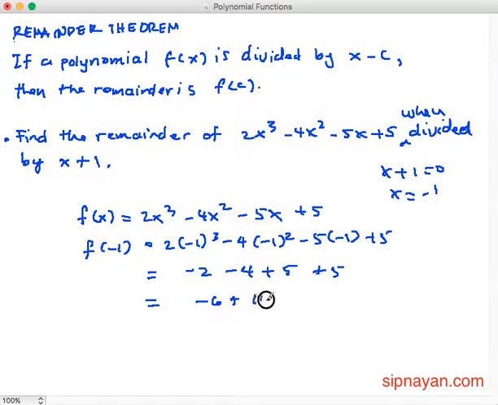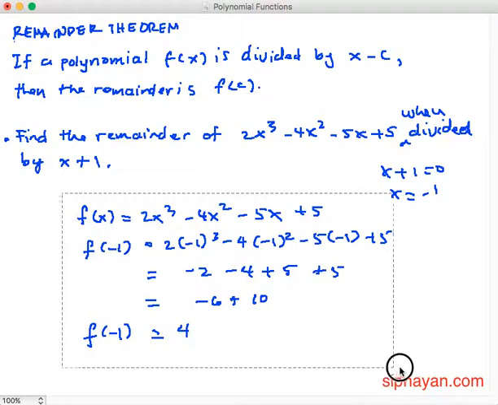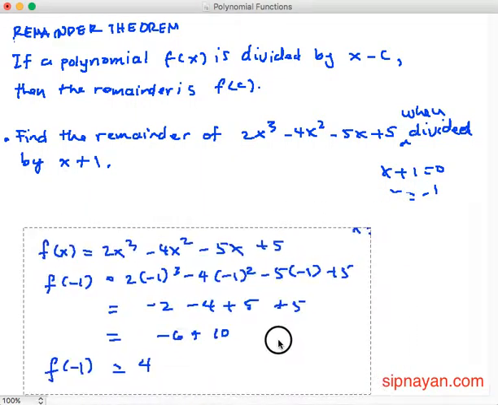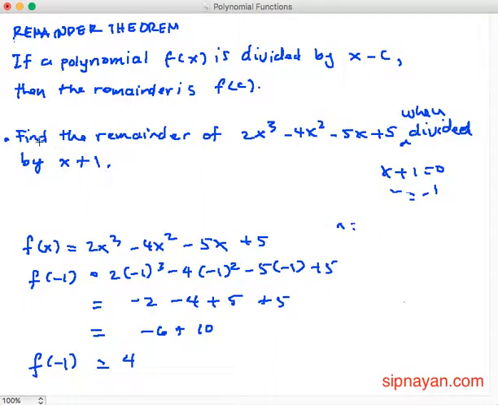Plus 10, no? Which is equal to 4. So, f of negative 1 is equal to 4. Ibig sabihin, no? Anong conclusion natin dito? If we divide, no? Pwede nating palitan to, no? If we divide, ano yung f of x natin? Our f of x, pwede nating palitan na, what is our f of x?